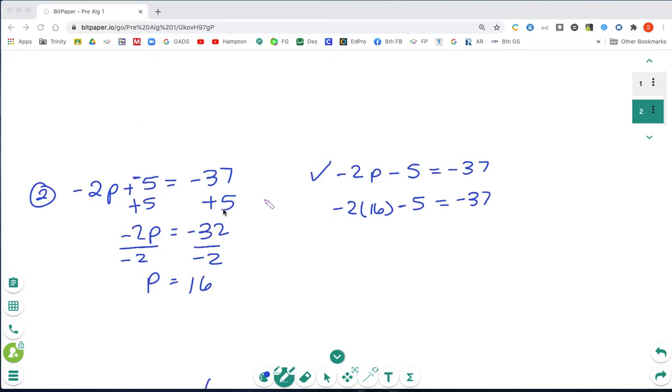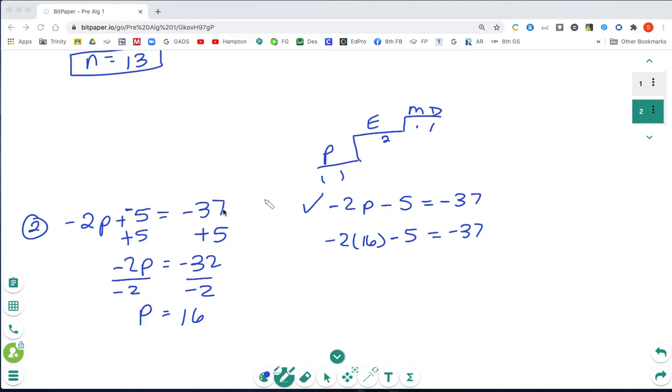So the PEMDAS staircase looks like this. We do the parentheses first, then we climb the stairs, we look for exponents, climb the stairs, we look for multiplication or division, whichever comes first, and then we get to the very top step and we do addition and subtraction. So every time you check, I should be seeing PEMDAS.